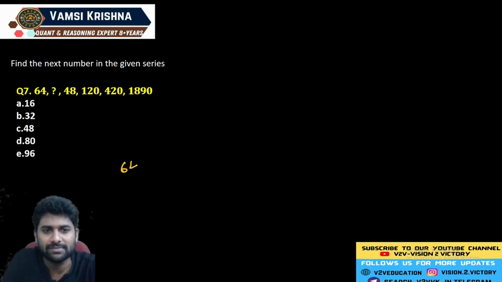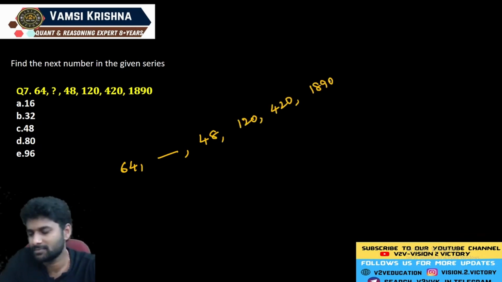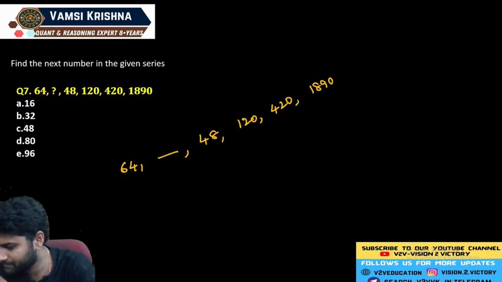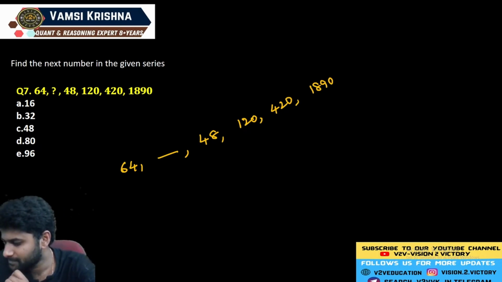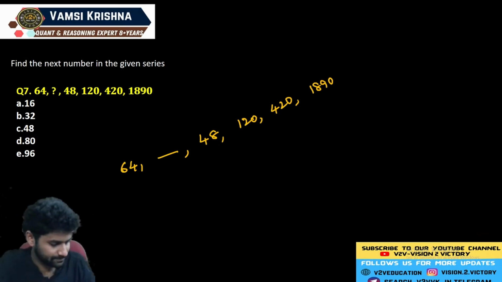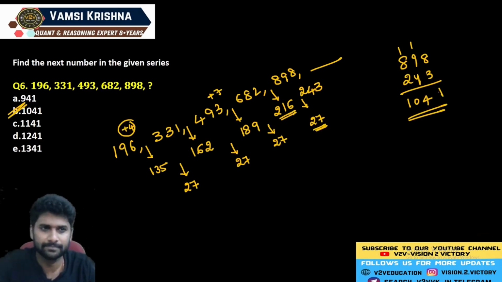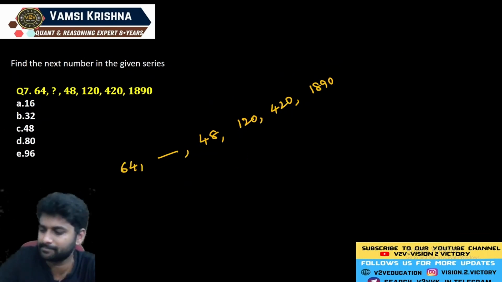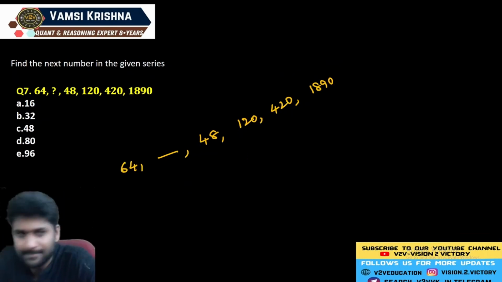So here, what is the next number? 64, 48, 120, 420, 1890. So what can be the next number? It's 1141. Thank you, Upendra. It's 1141. 1141, yes.